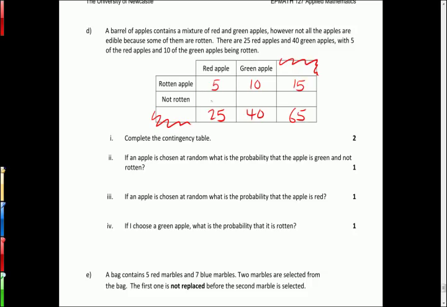5 plus what gives 25? 20. 10 plus what gives 40? 30. 20 plus 30 is 50. Does everything add up? 15 and 50 gives 65, yep. 25 and 40 gives 65. Fantastic. Complete the consistency table.